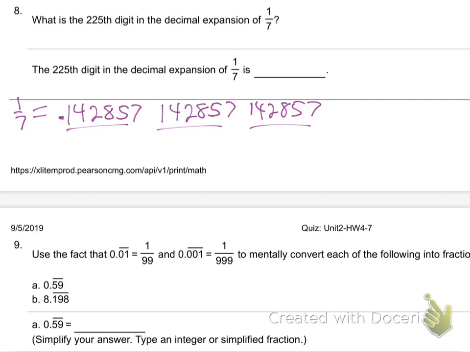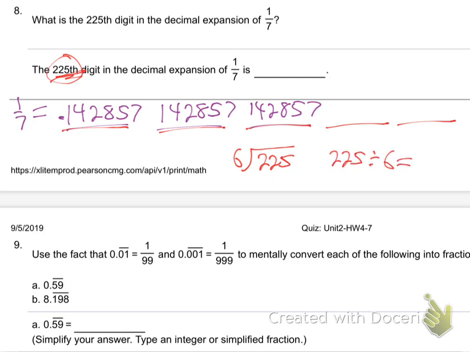So we want to find the 225th digit. We've got to find out how many groups of 6 digits there are on our way out to 225 digits. So 6 goes into 225 how many times? Just divide on your calculator. 225 divided by 6, the calculator will tell you 37.5. So that means this goes in 37 times. And then multiply 37 times 6. The calculator will tell you 222.